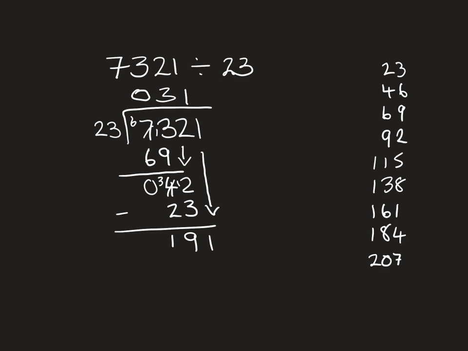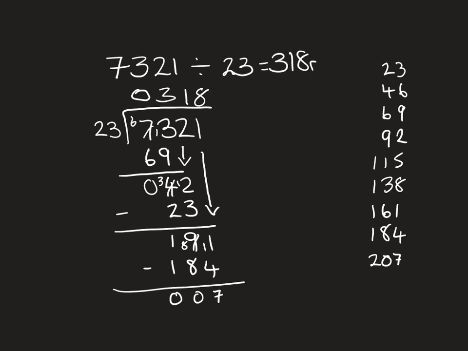Again, looking at my 23 times table, 184 is closest without going over. And that is 8 times. So then I take away. So 1 take away 4 I can't do. So exchange across. So 11 take away 4 is 7. 8 take away 8 is 0. 1 take away 1 is 0. So my answer is 318, remainder 7. Or I can have that 7 23s.